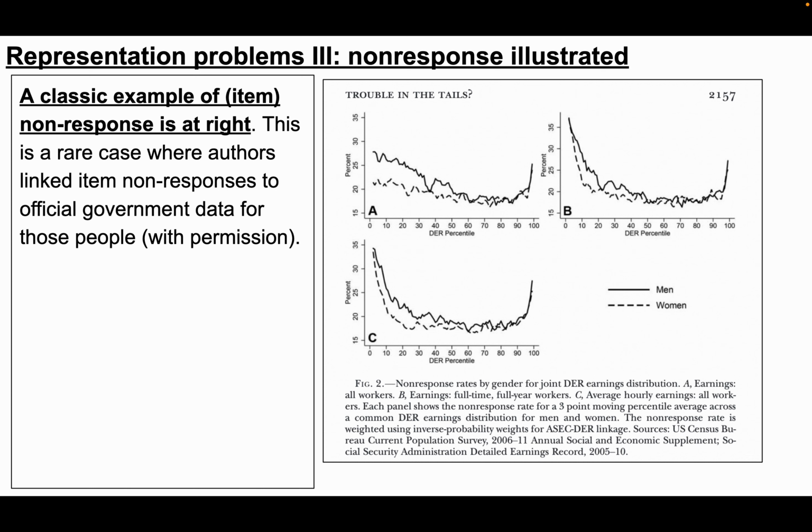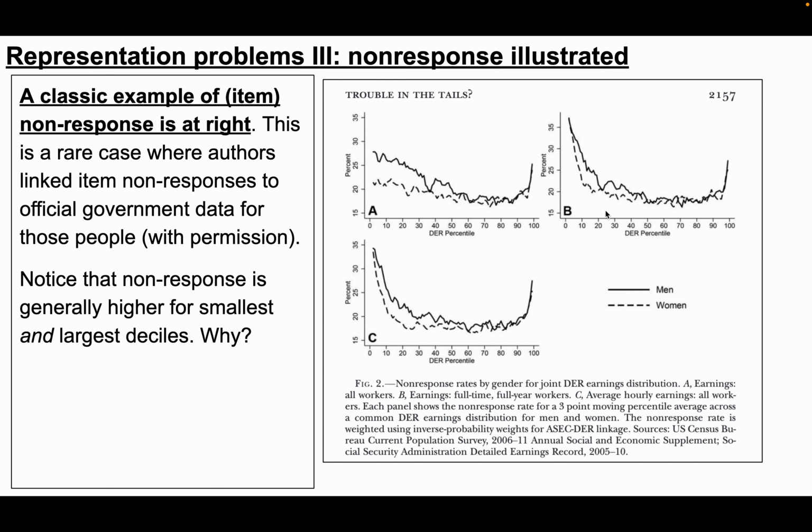But what we're seeing here is that when you do actually ask people questions, sometimes they don't respond, period, or they may not respond to certain items. Here, they're not responding to certain items, but they otherwise filled out the survey. And the non-response is generally higher for smallest and largest deciles. You might wonder why. I would probably guess that it has something to do with, again, this general desire for privacy among people that have unusually high or low incomes. That would be my best guess.